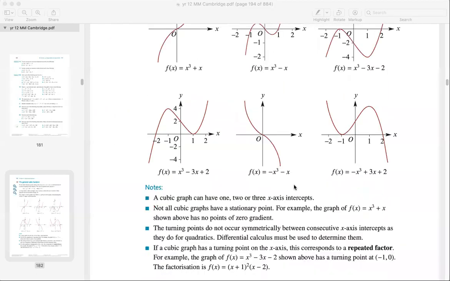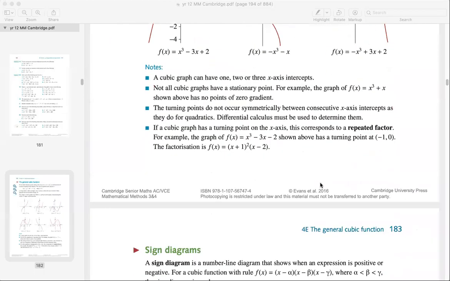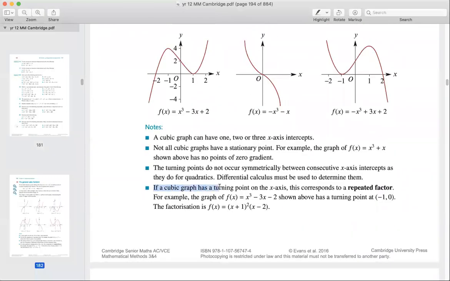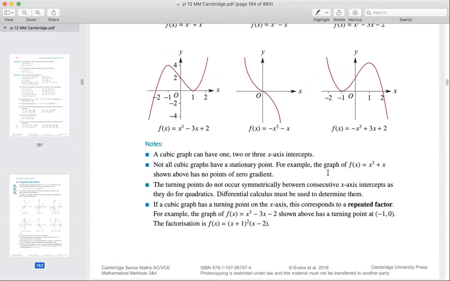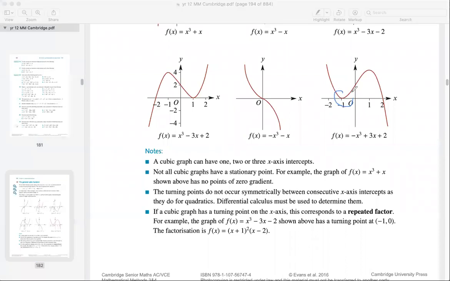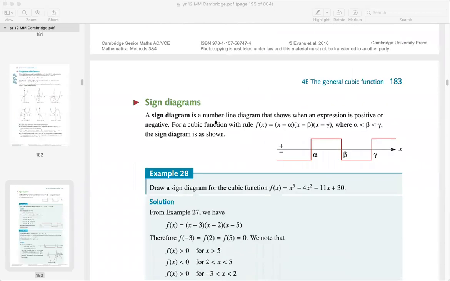Let's keep continuing. This one is pretty important: if the cubic function graph has a turning point on the x-axis, this means a repeated factor. Look at this one here, a repeated factor. If I factorize it, it must have something called (x plus 1) squared. I will tell you about this in more detail later. Let's keep going.